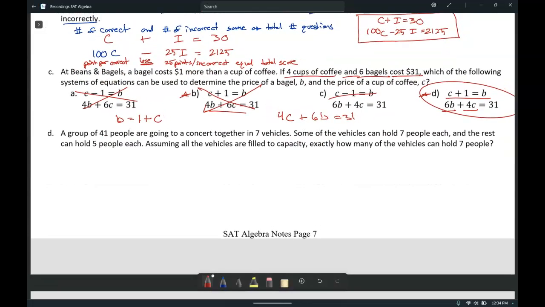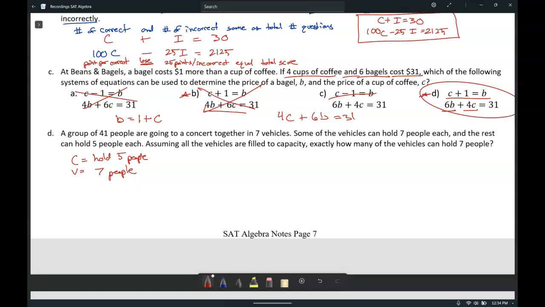Last question on our systems. A group of 41 people are going to a concert together in 7 vehicles. Some of the vehicles can hold 7 people each, and the rest can hold 5 people each. Assuming all the vehicles are filled to capacity, exactly how many vehicles can hold 7 people? And so let's just say we have cars and vans. Cars can hold 5 people. Vans can hold 7 people.